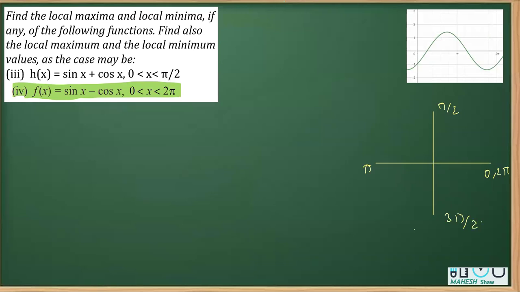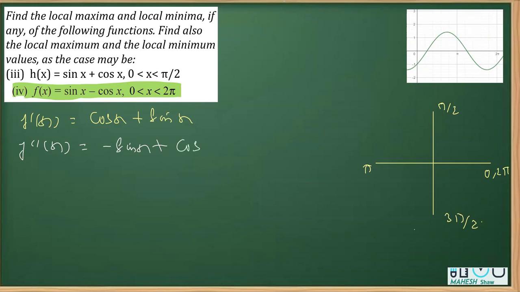Now let's first find out f dash x as we used to do. The derivative of sin x is cos x, and the derivative of cos x is minus sin x. That's why minus and minus is plus, so it's cos x plus sin x. Now, as I said, we'll also find the second order derivative. Cos x derivative is minus sin x, and sin x derivative is cos x.